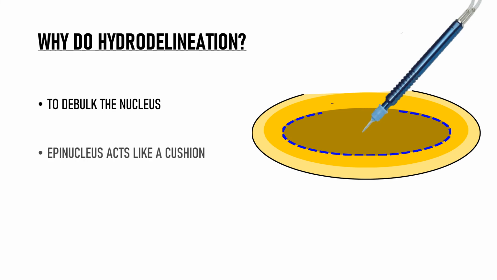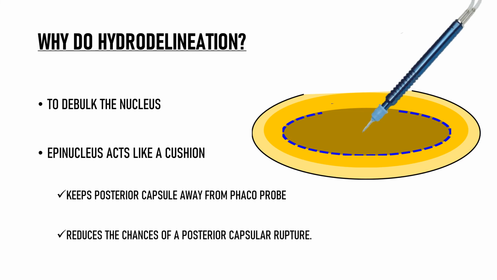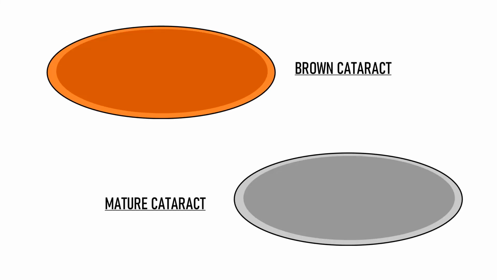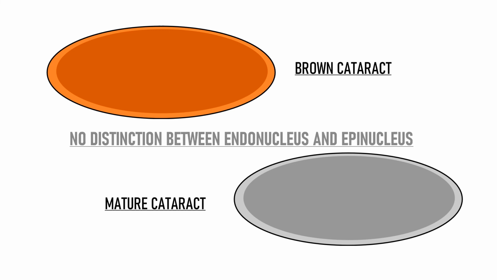Secondly, the epinucleus that has been separated acts like a cushion. It keeps the posterior capsule away from your phacoprobe and reduces the chance of a posterior capsular rupture. That is the reason why phacoemulsification is considered a little difficult in advanced cataracts like brown cataracts and mature cataracts, because in these cases the entire nucleus has become sclerosed. There is no distinction between endonucleus and epinucleus and we don't have an epinucleus sheet to keep the posterior capsule away. So that is all for this video.